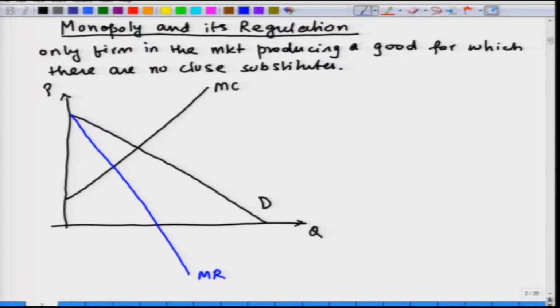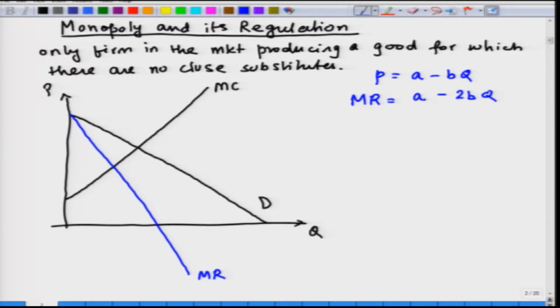Right. So, if the inverse demand curve is linear, then the marginal revenue curve will have the same intercept and will be twice as steep. So, in other words, if my inverse demand curve is P equals A minus B times Q, my marginal revenue curve will have the same intercept, but will be twice as steep. So, this is the marginal revenue curve.